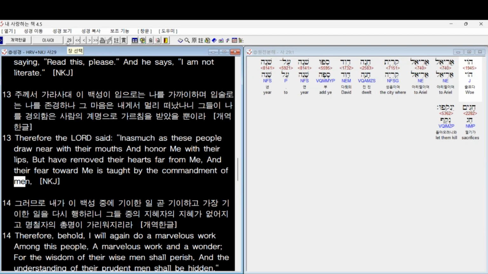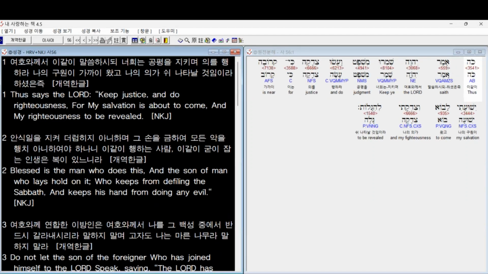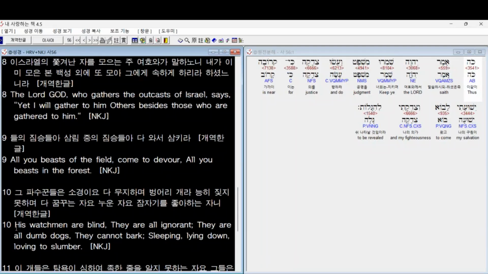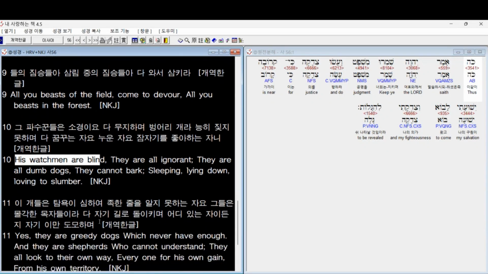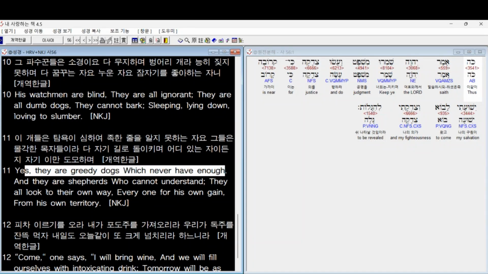About these people, when we go to Isaiah chapter 56, coming down to verse 10, they are the watchmen. They are the shepherds. His watchmen are blind. They all have no knowledge of God, ignorant. They are all dumb dogs. They cannot bark, sleeping, lying down, loving to slumber. Yes, they are greedy dogs, which never have enough.